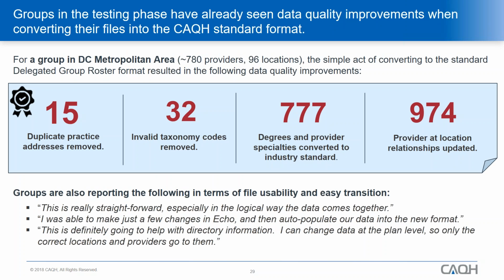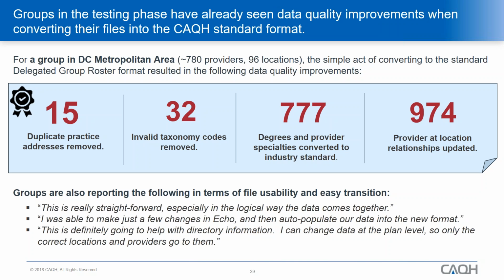So here's a quick example. We actually took our standard roster file and shared it with some groups in the DC area. That's where our headquarters are located. And they found some great improvements. They said 15 duplicate locations were removed. They found all of these invalid taxonomy codes.